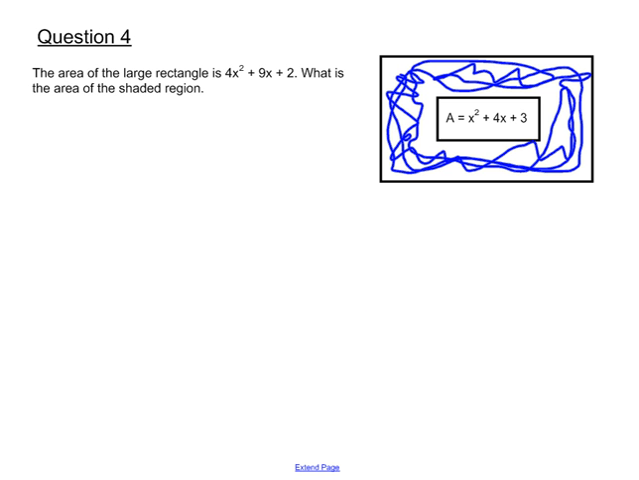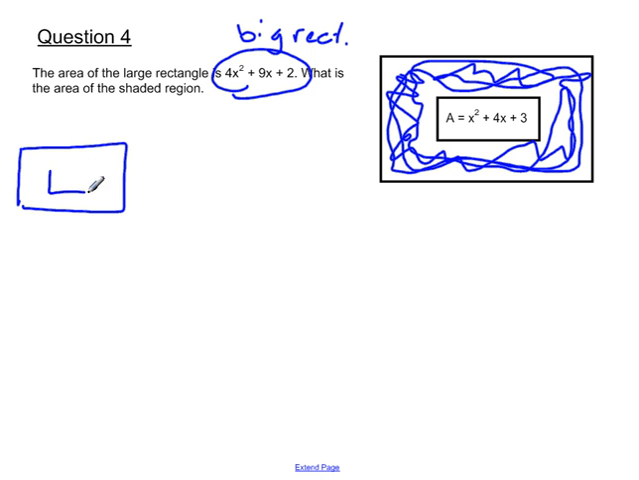And then this last one, again, is actually very similar to the one we just did. This answer here, 4x squared plus 9x plus 2, is the entire area, so the area of the big rectangle. And then this x squared plus 4x plus 3 is the area of the small rectangle. So again, if I gave you this question and I said, okay, this area is 4 and this whole area is 12, what's the shaded region? You would say, well, 12 minus 4 is 8, so the shaded region must be 8. So you do the big minus the small.